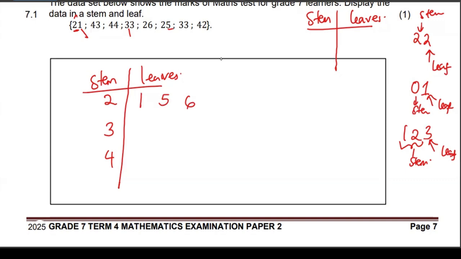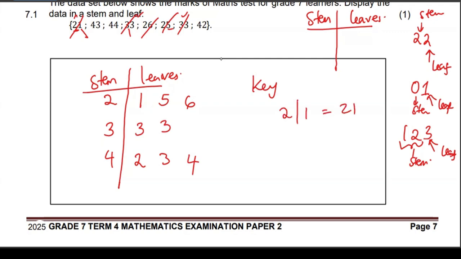Then for the stem of 3, we have two 33s, so we write 3 and a 3. We're done with this. Then with 40, we have 42, 43, and 44. So the stem together with the leaf. Sometimes you can be asked to put a key and tell us that 2|1 means 21. All right, so that is your stem and leaf representation.